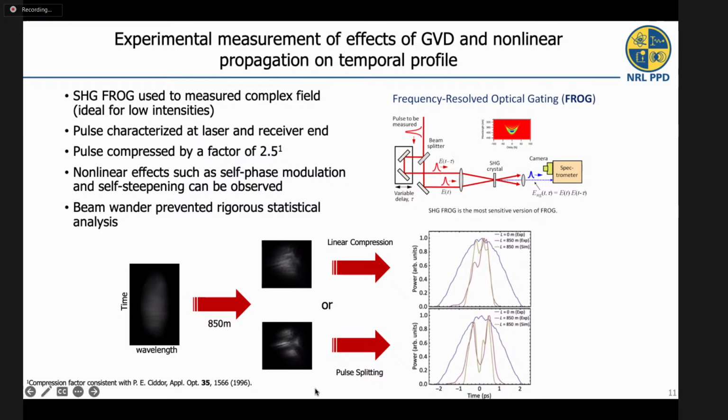So we see some images where you get this kind of four-leaf clover-like image, and when you extract the temporal profile, you see that indeed the pulse is starting to split temporally. That's an indication that we were indeed propagating in this very unique nonlinear way. Unfortunately, we would have liked to have done a really thorough statistical analysis of this to see if there are any effects of turbulence on those temporal dynamics. Unfortunately, due to beam wander at these long distances, it's very difficult to capture enough of the beam in the limited aperture of the FROG.